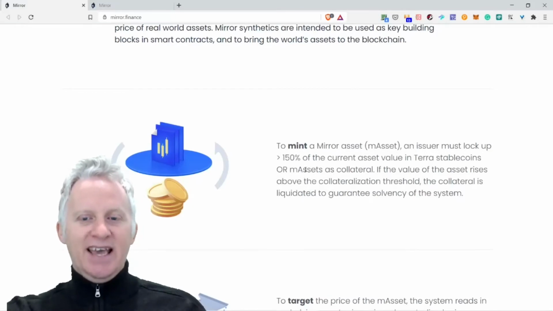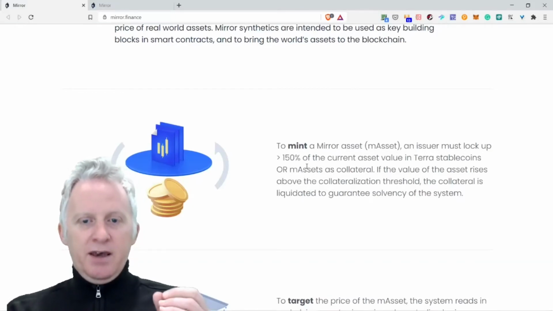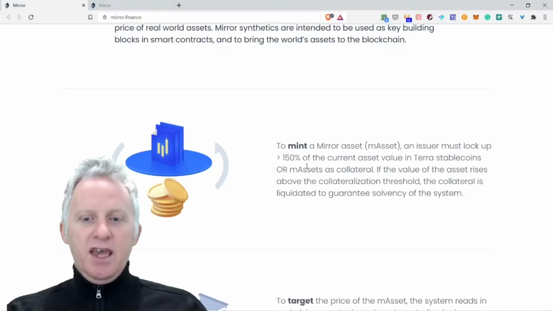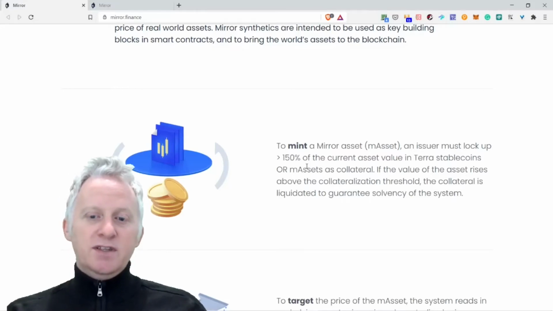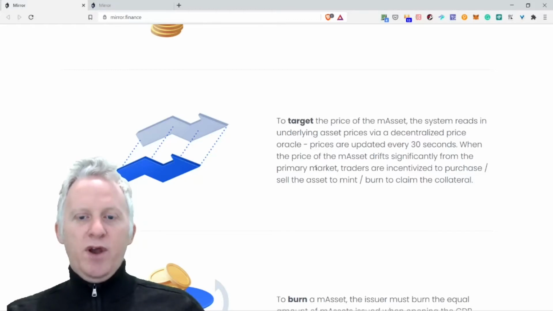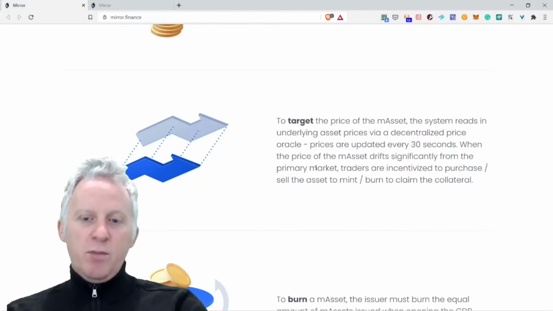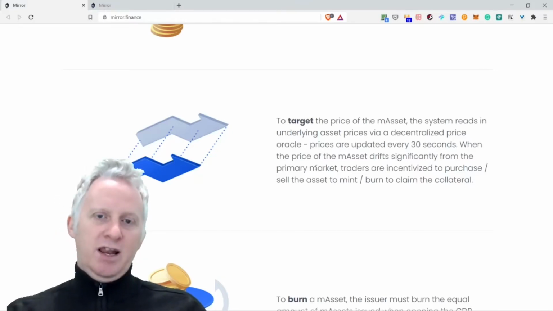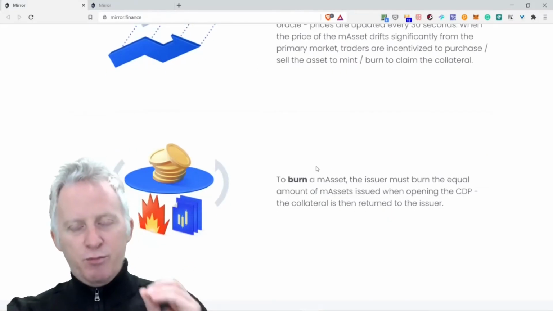To mint a Mirror asset, an mAsset, an issuer must lock up 150% of the current asset value in Terra stablecoin or mAssets as collateral. If the value of the asset rises above the collateralization threshold, the collateral is liquidated to guarantee the solvency of the system. To target the price of mAssets, the system reads the underlying asset price via a decentralized price oracle, with the price updated every 30 seconds. When the price of the mAssets drifts significantly from the primary market, traders are incentivized to purchase or sell the assets to mint or burn and claim the collateral. Pretty straightforward, isn't it?